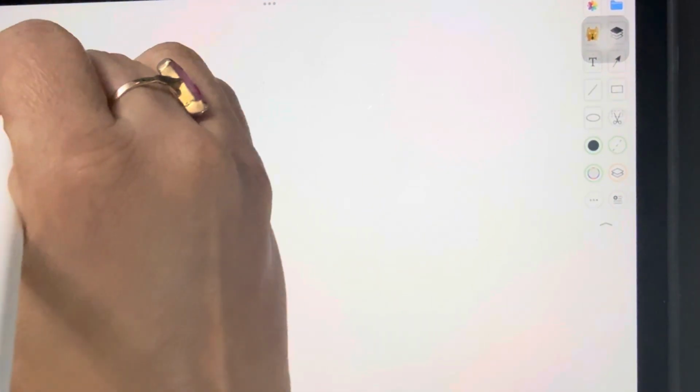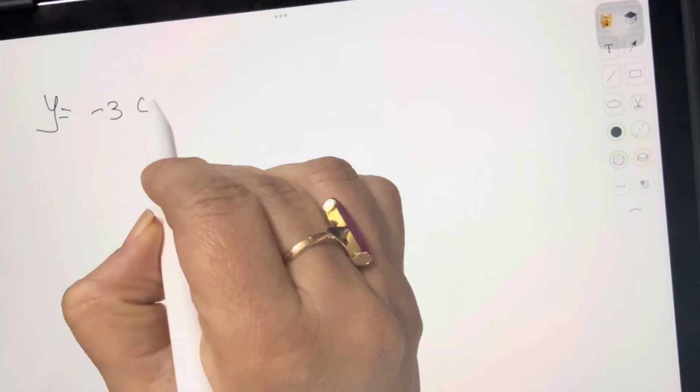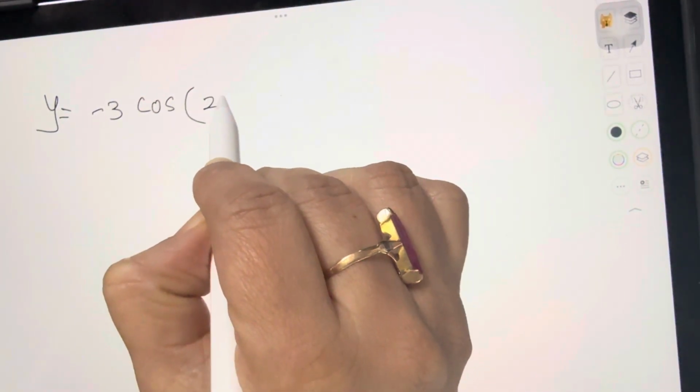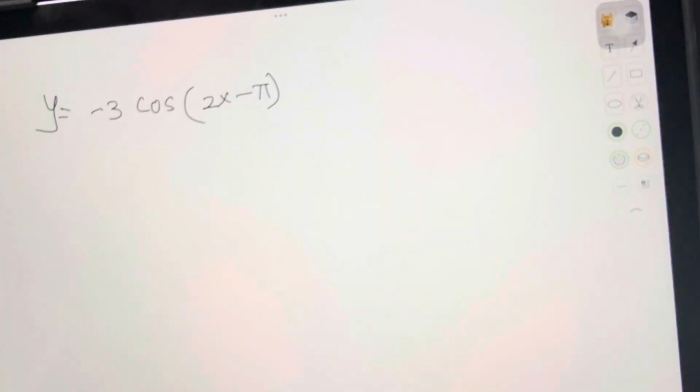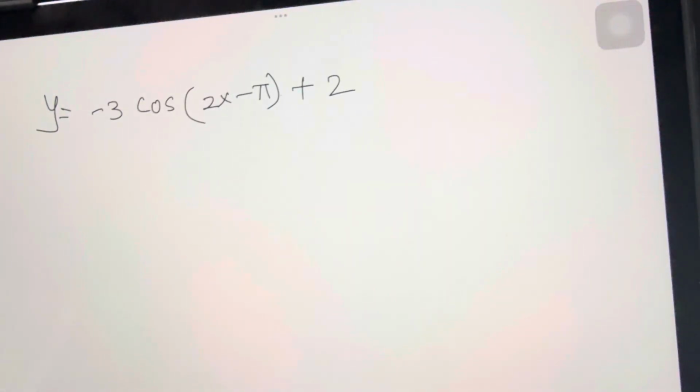Okay, I'm moving on. Let me do the next question. This time let me do something like moving right. Let me do a cos function with moving right. Okay, y is equal to, I'm trying to do a complicated question, sorry for that, -3 cos of 2x minus pi, plus 2. Okay, looks complicated, right? But it will not be.